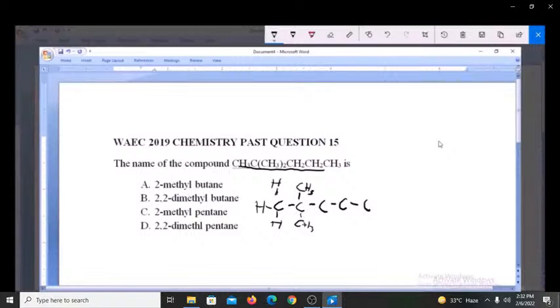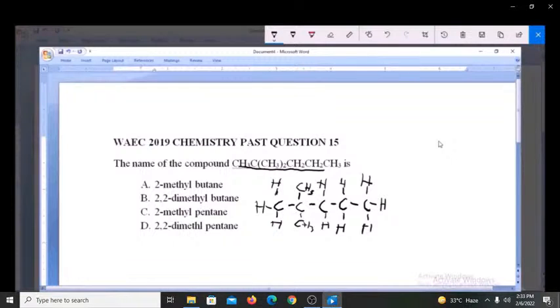Then CH2 is next. So you have 2 hydrogen atoms here. So 1 here and 1 up here. Then for the fourth, you also have 2 hydrogen atoms, represented this way. For the fifth, you have 3 hydrogen atoms. Now that we have represented it in this structure, the next thing we'll do is to name it. How do you name an organic compound?